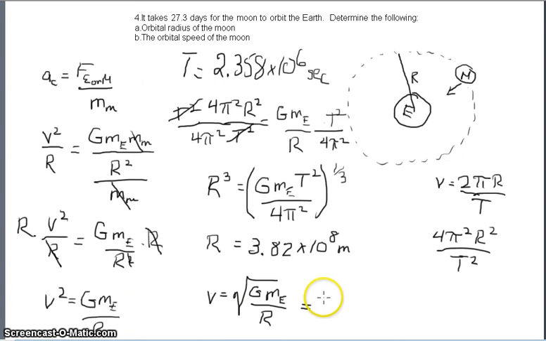to 1.01 times 10 to the third meters per second. Sorry about the little mix-up before, and there you have it.